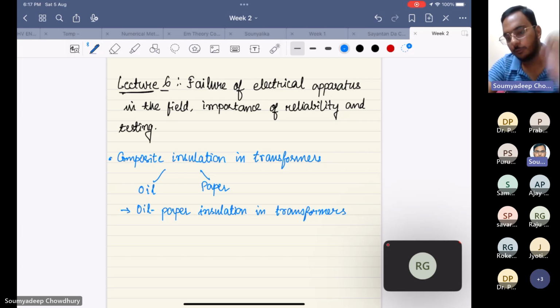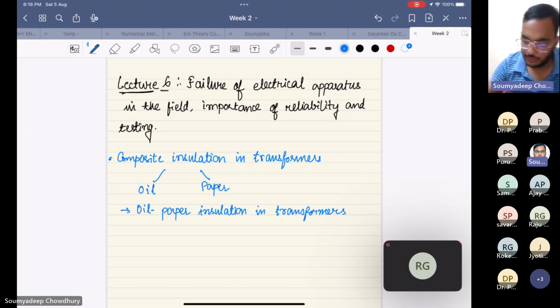So basically we need to provide some protective measures, we need to perform some tests rather, to monitor the health of this insulation in the power equipment. The insulation is the main thing which we need to take care of as far as our high voltage test is concerned. Okay.